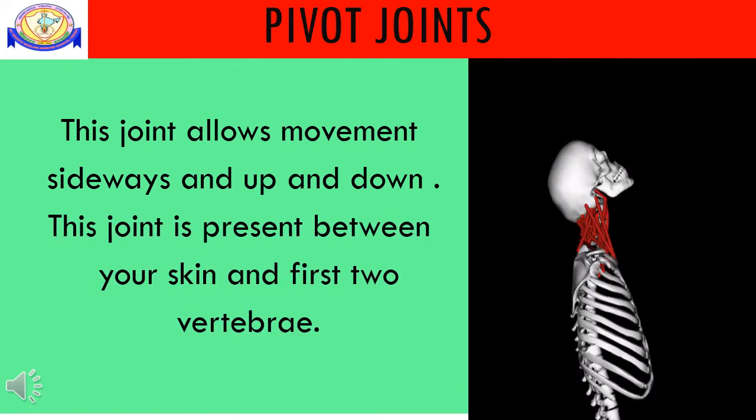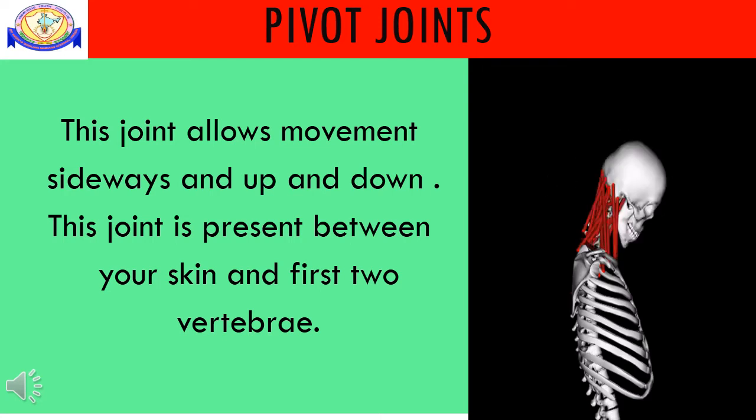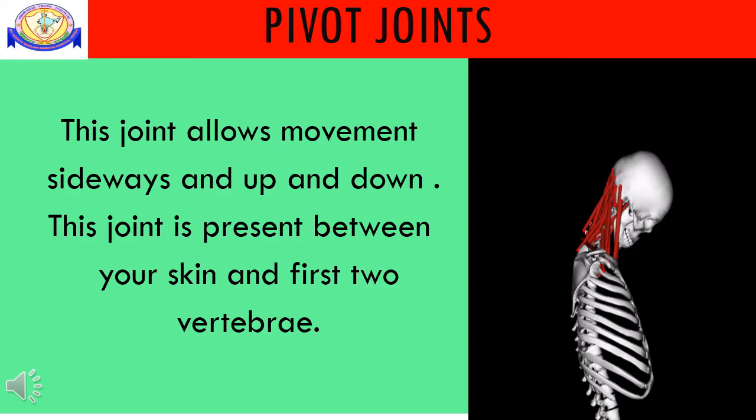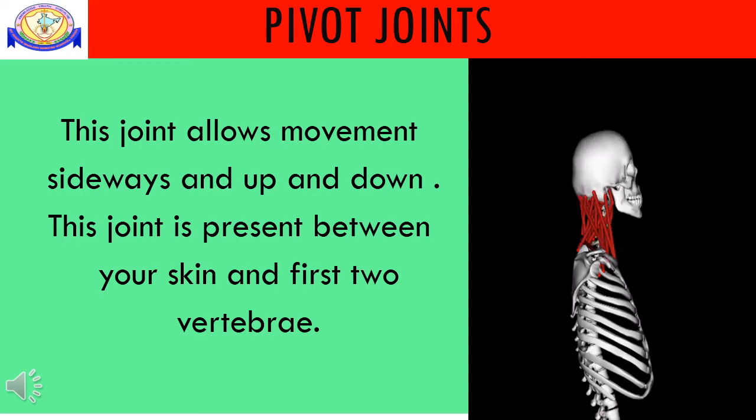Pivot joints. This joint allows movement sideways, up and down. This joint is present between your skull and first two vertebrae.